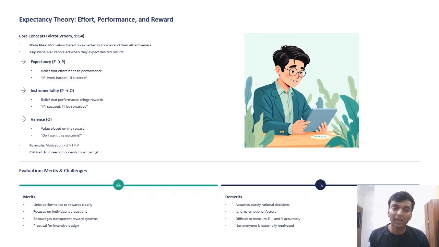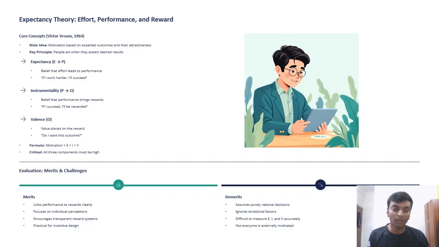Talking about the merits of this expectancy theory, it links performance to rewards clearly. For a marketing or sales person, it's very clear that, for example, if they have a target and meet 100% of their target, they might get, let's say, rupees 5,000. If they make 120 percent, 20 percent extra than the target, they might get around 6,800. So here the rewards that they will achieve are very clear. That's the first merit.